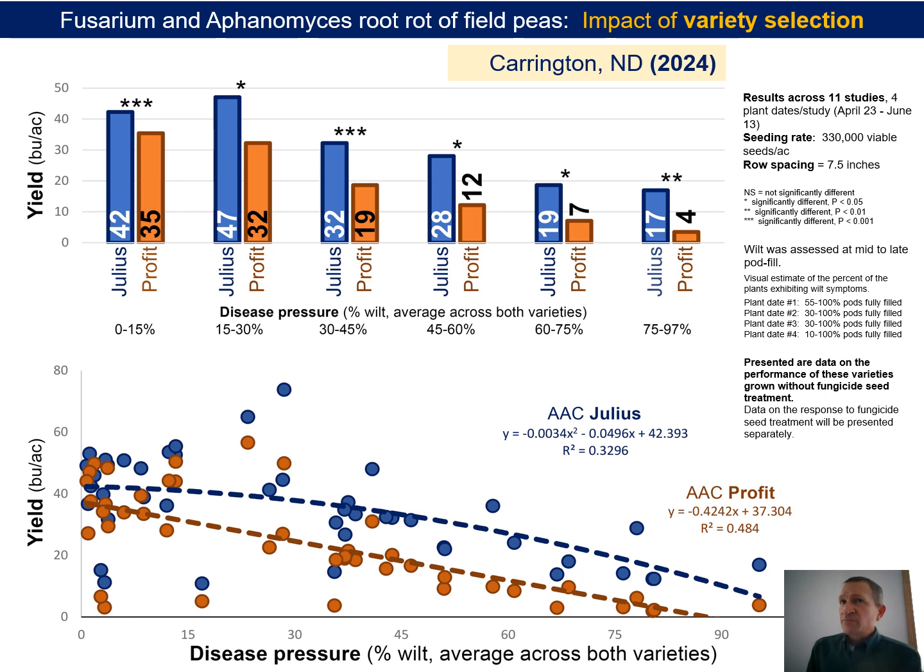What about 2024? We did testing across 11 fields, 4 planting dates, just like in 2023. And if you look at the performance of Julius versus Prophet, you see the exact same pattern. Julius yielded better than Prophet at all levels of disease pressure.